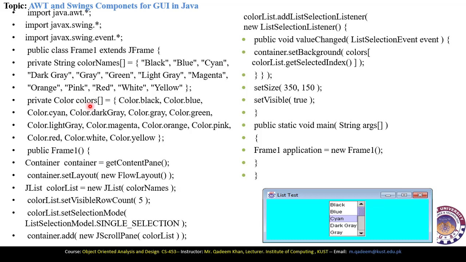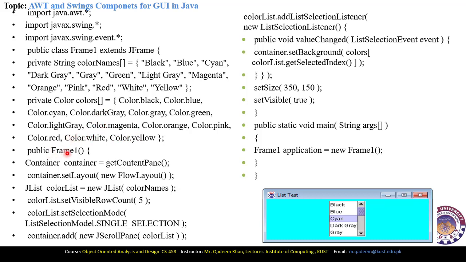Also, we have defined the colors array. Color is a class, while this is our own array name. And you can see there is no size because it will take the size from this array. So the size will be in fact the number of elements in the array. Color.black, Color.blue, and so on. All these colors are defined until Color.yellow. So we have defined different sorts of colors.